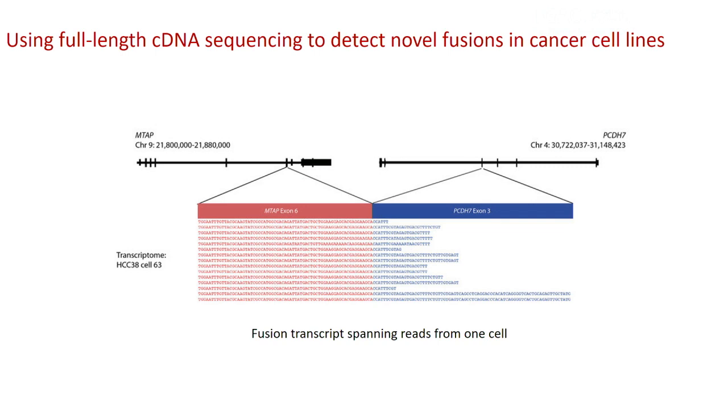which was a fusion between exon 6 of this MTAP gene, which is on chromosome 9, and exon 3 of PCDH7, which is on chromosome 4. And we had reads in our single-cell RNA data that mapped just across this exon-exon boundary, which gave us some confidence that this fusion transcript was there.